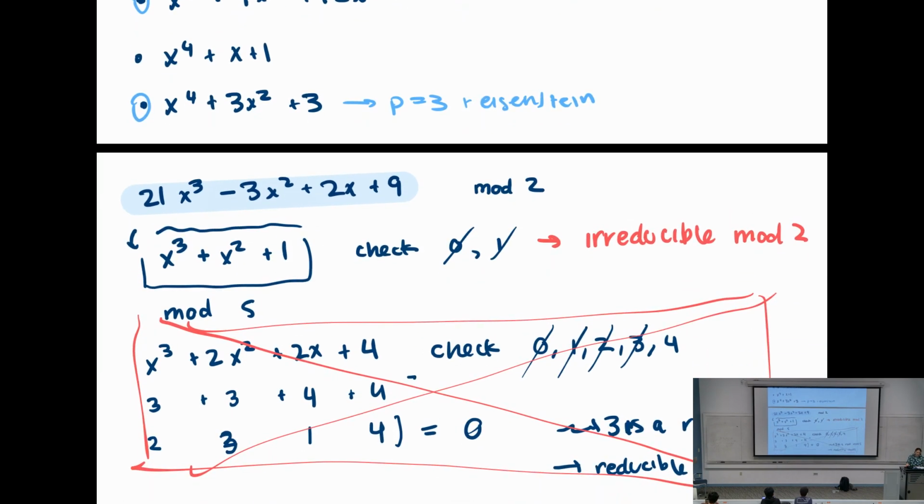Okay, good. I had written in my notes that it worked with Z mod 2, and so that's why I was kind of surprised when we started going mod 5. I was like, what did I do wrong? Okay, does this make sense?